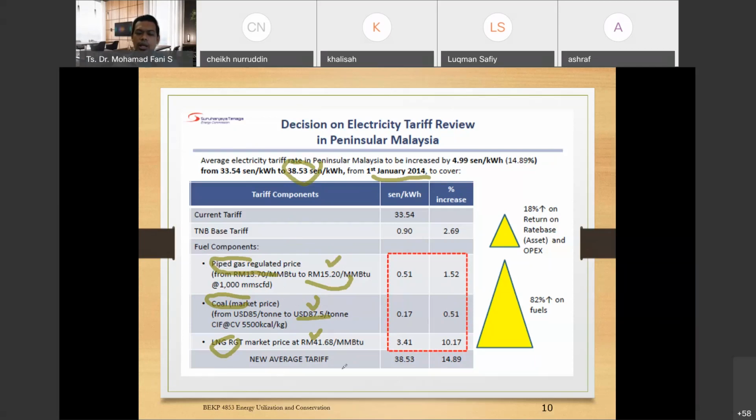gas, coal, and energy. So from the 33.54, they increase about 14.99%, or about 4.99 cents per kilowatt hour, on this new average tariff started 2014.